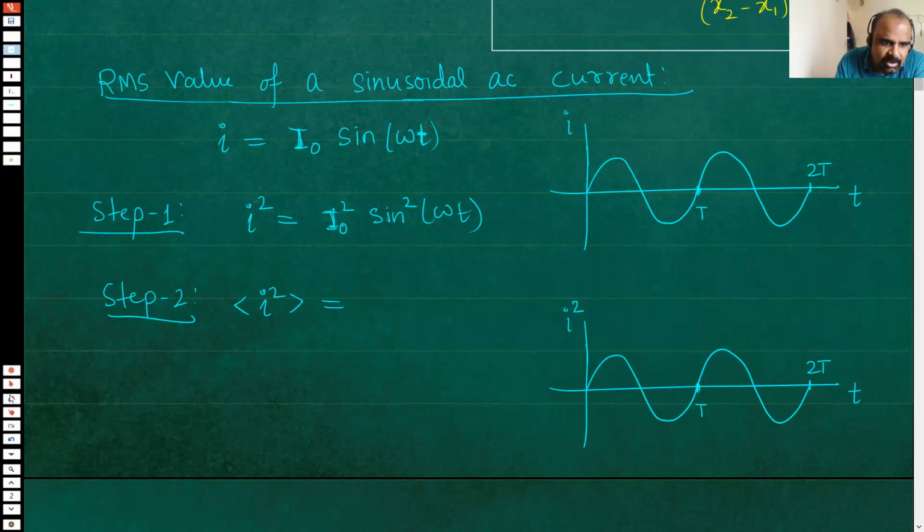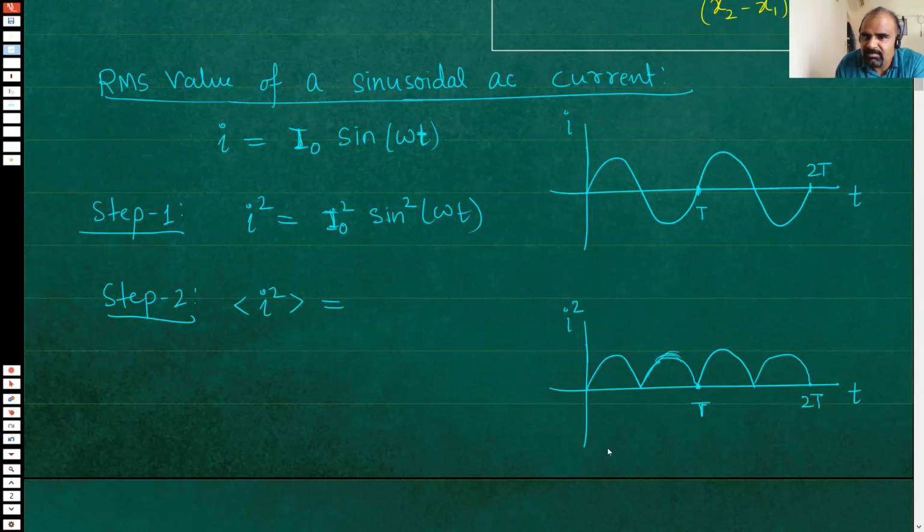So what will happen is that this part of the graph, which was negative, when you square it, it will become positive. And similarly, this part, when it was negative, when you square it, it will become positive. Okay, clear? So this was the time period, this will be two time periods, and so on. I want you to understand this. That's why I drew this graph like this. Any problem?